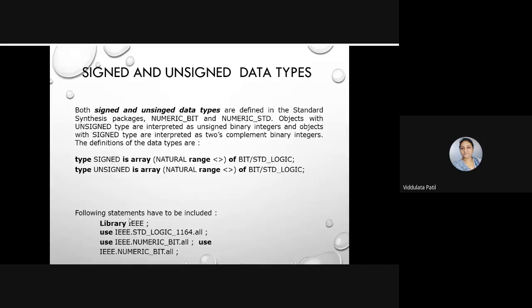Objects with unsigned types are interpreted as unsigned binary integers, and objects with signed types are interpreted as 2's complement binary integers. This is the syntax for defining these data types. It is a type signed is an array of natural range, constrained or unconstrained, which you need to specify, of bit type or std_logic type. Similarly for unsigned. You can see here the different packages that are added in this library.